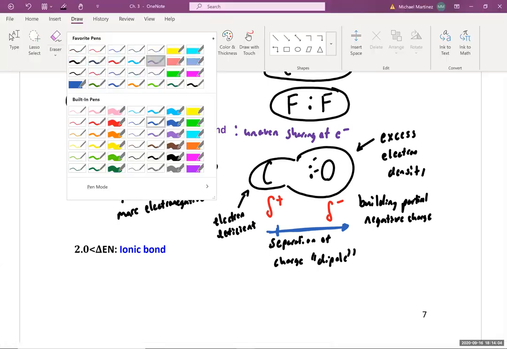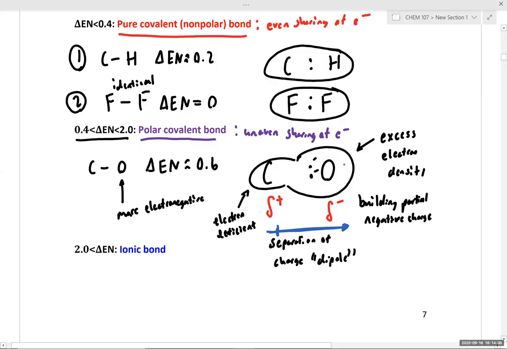So we call molecules with an uneven distribution of electron density and a separation of partial charge, quote unquote, polar covalent molecules, or bonds that are polar covalent bonds. Does this make sense to everyone?